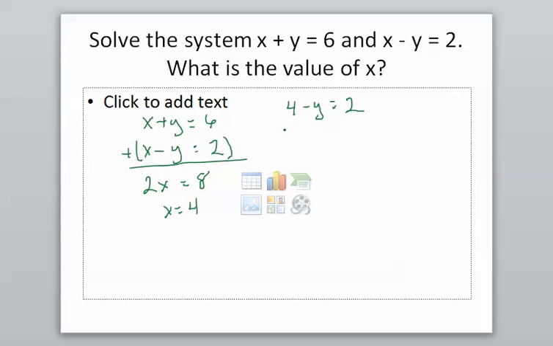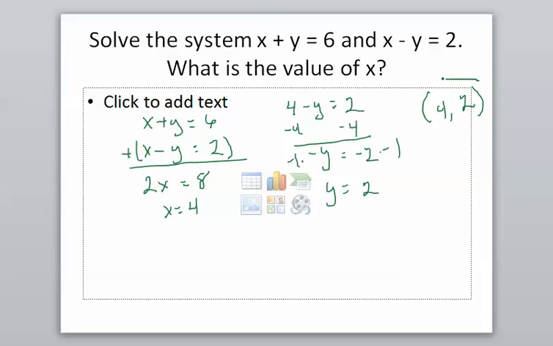If I subtract 4 from both sides of the equation, I will get negative y is equal to negative 2. Well, they're both negatives, so I need to multiply by negative 1 on both sides of the equation, and what I'll get is that y is equal to 2. My point is going to be 4, 2. That's going to be my intersection. Try it in the other equation. 4 plus 2 is 6. It worked. So that's the point where they intersect.